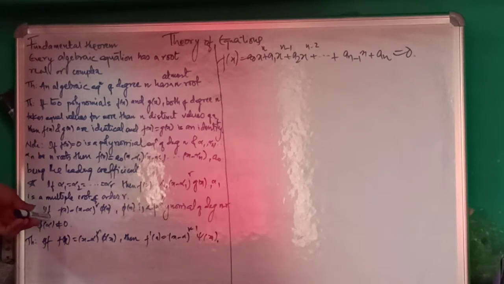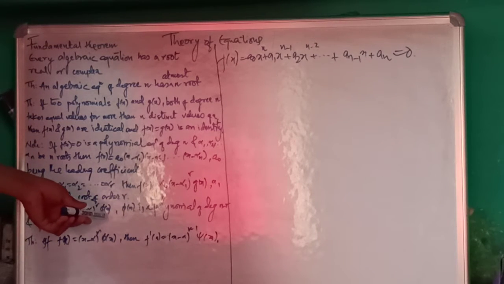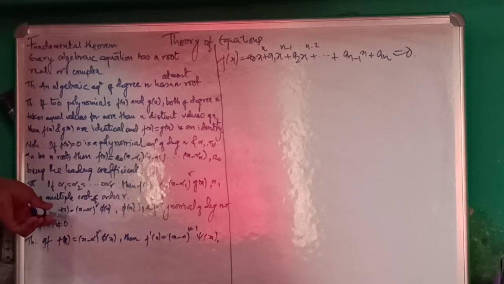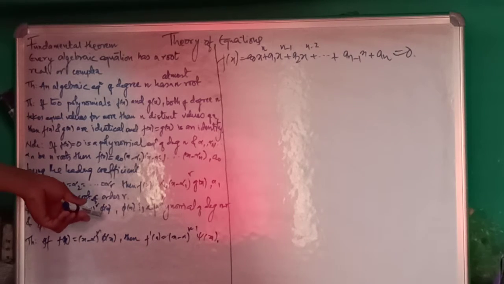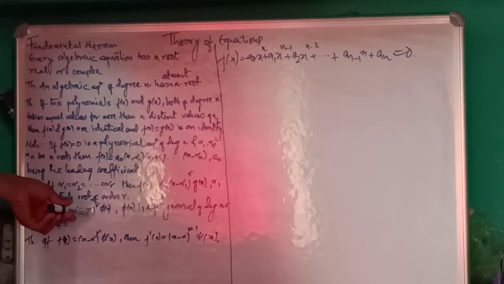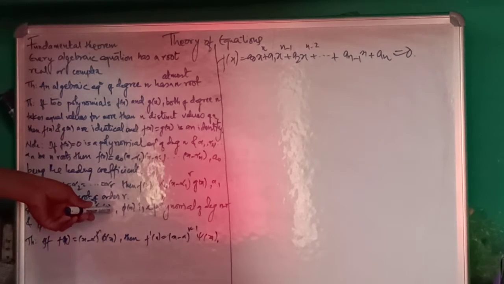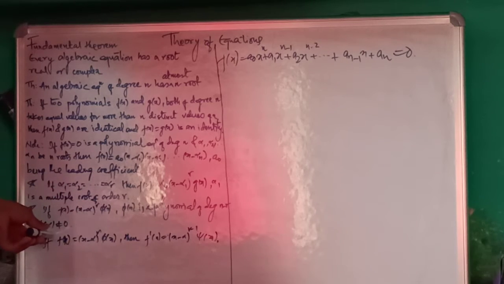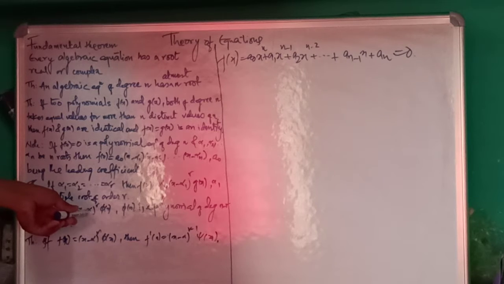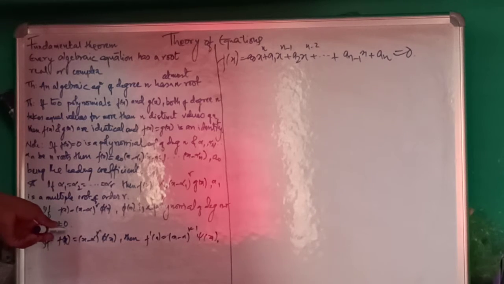Now if f of x equals (x minus alpha) to the power r times phi of x, because f of x is of degree n, if alpha is a multiple root of order r, then this phi of x is a polynomial whose degree is always n minus r, because r is here and the remaining is n minus r. And phi of alpha is not equal to 0, because alpha is the root of only this (x minus alpha) to the power r. Is that clear? Phi of alpha not equal to 0.